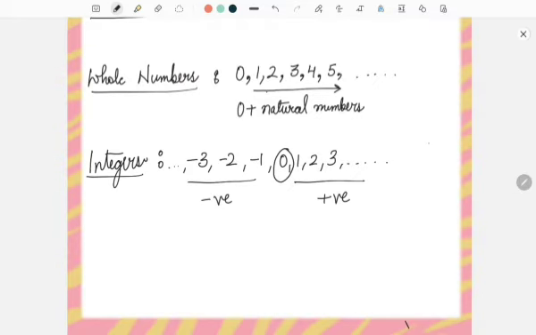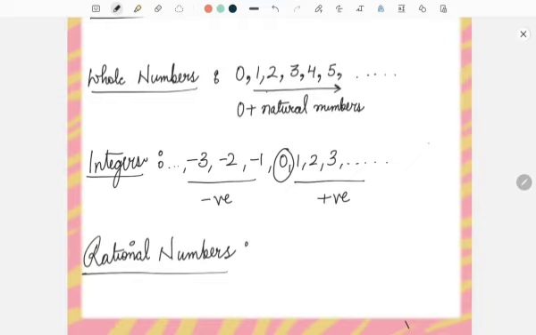नेक्स्ट वी हैव रैशनल नंबर्स, जिसके बारे में हम सबसे ज़्यादा पढ़ेंगे इस चैप्टर में. रैशनल नंबर्स क्या होते हैं? Rational numbers are all the fractional numbers that you have seen. The numbers that can be written in p by q form, where p and q are integers. p and q क्या होने चाहिए? Integers होने चाहिए, and q cannot be equal to 0.